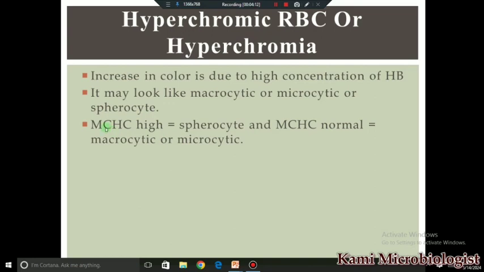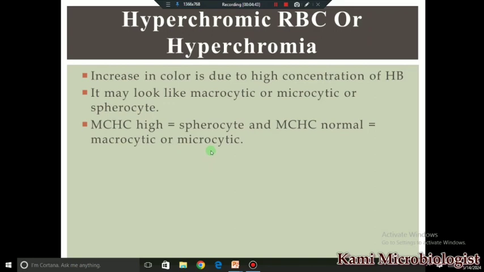The third point is MCHC and MCH. If you remember, I also explained the MCHC, mean corpuscular hemoglobin concentration. It is present on my channel, you can go back and watch it. The third point says that when the MCHC value gets high, then the cell will be a spherocyte, and when the MCH value is normal, then the cell will be macrocytic or microcytic.